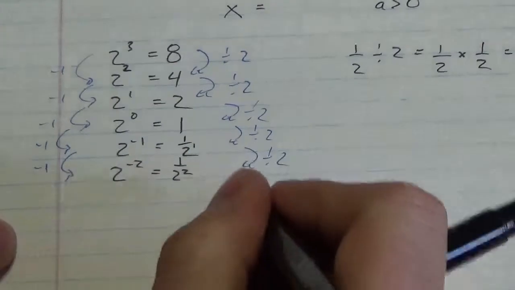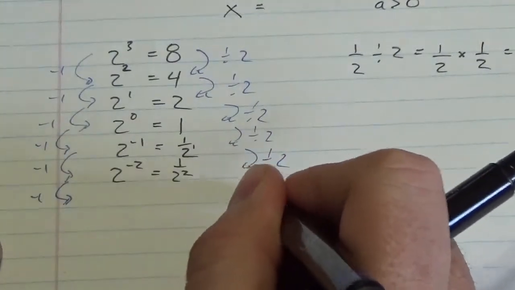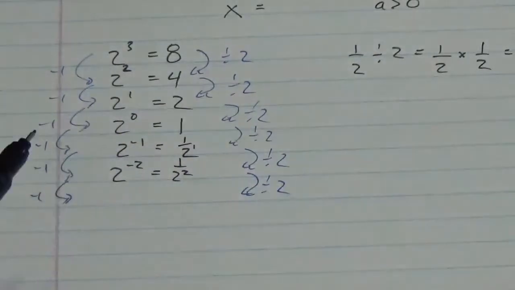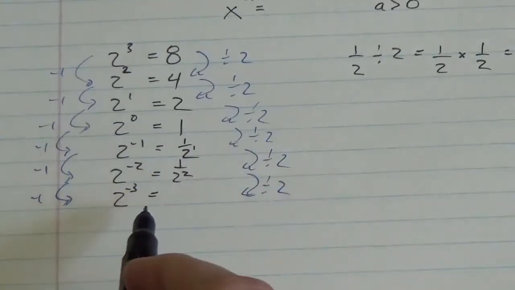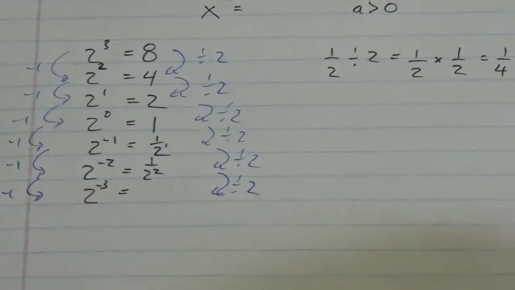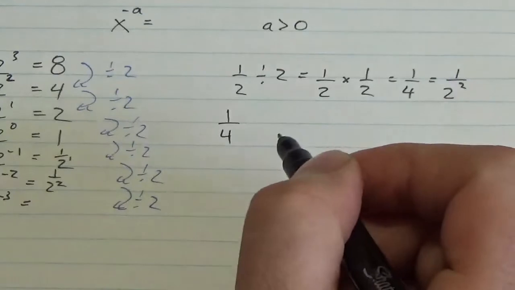And I can keep going. I'm only going to go one more step here because I think beyond a certain point it gets pretty clear what's going on. I'm going to subtract 1 from the exponent, so make this 2 to the negative 3. And then I'm going to end up dividing by 2. So let's go over here and do it again. So I had 1/4, okay?